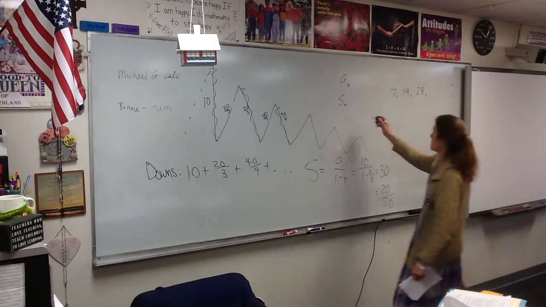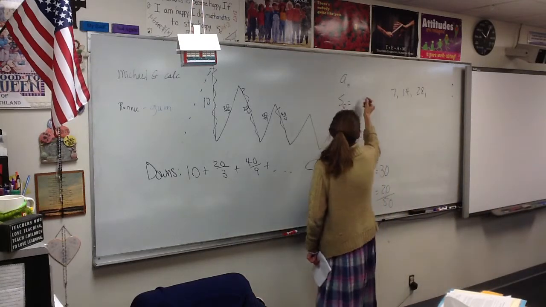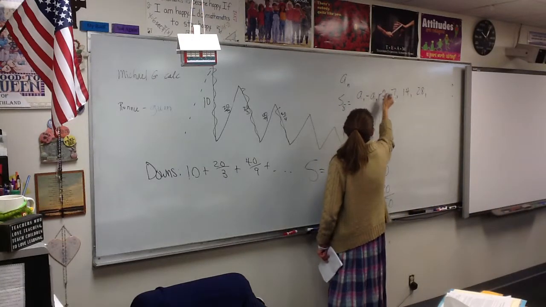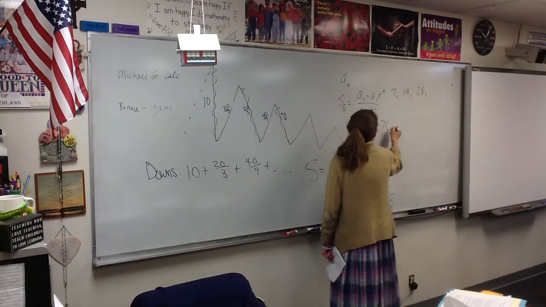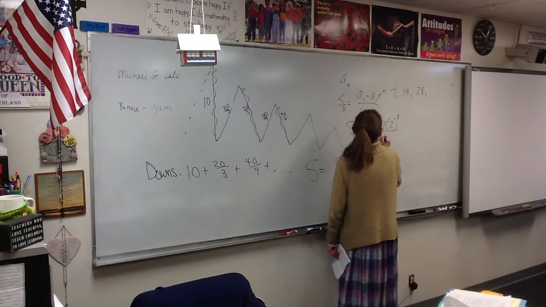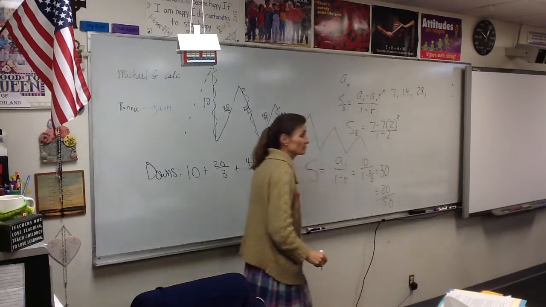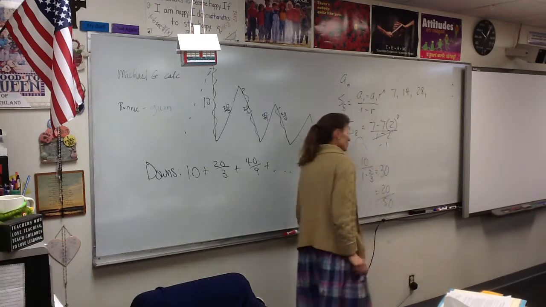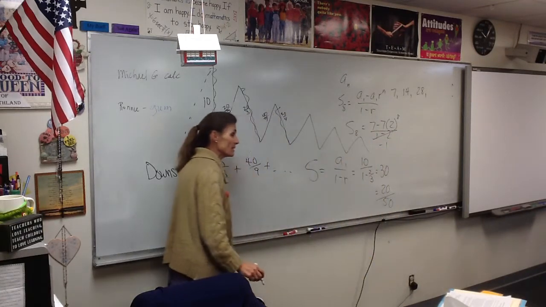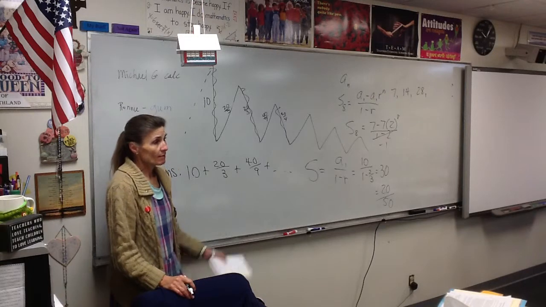So the sum of 8, the formula is this. So the sum of 8 will be 7 minus 7 times 2 to the 8 over 1 minus 2. Remember, take care of that denominator before you start. Type in the numerator, hit equals, and then divide it by.